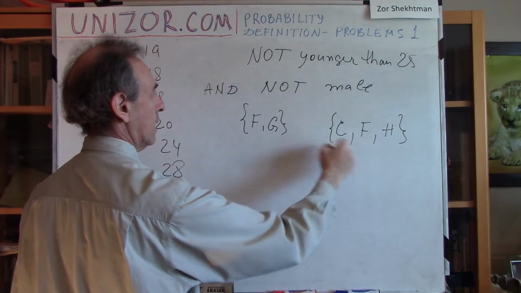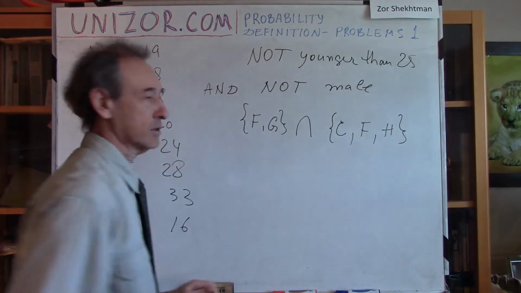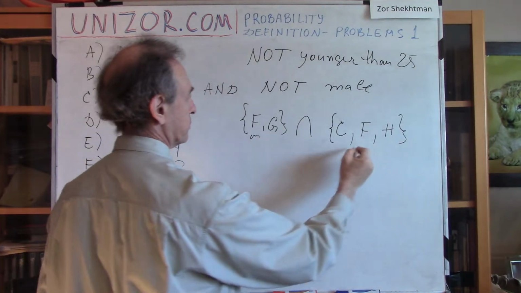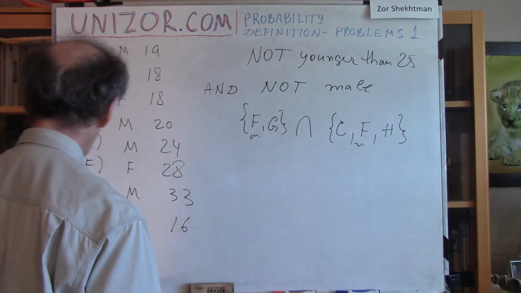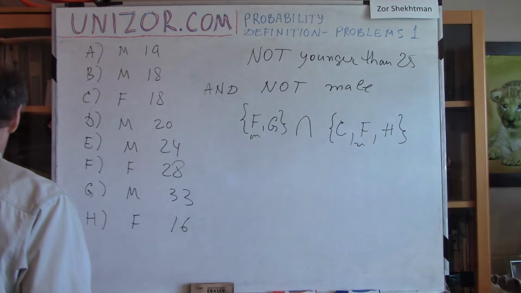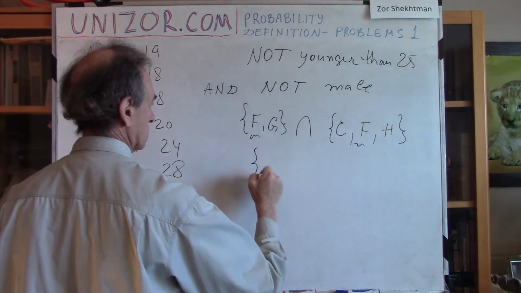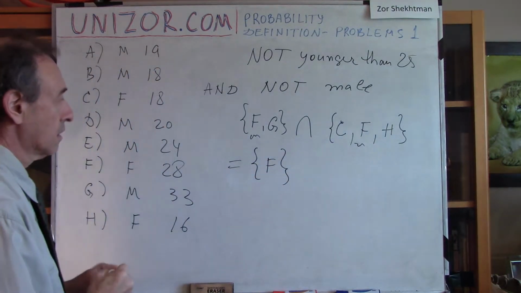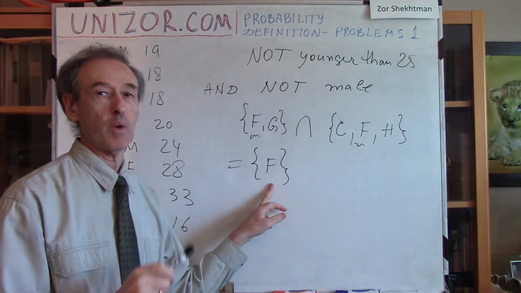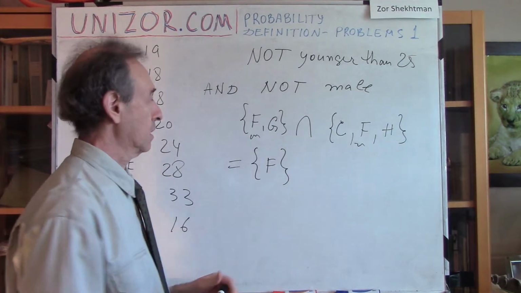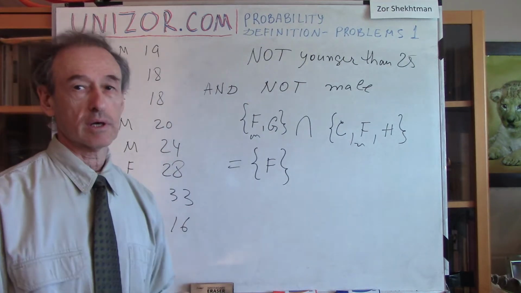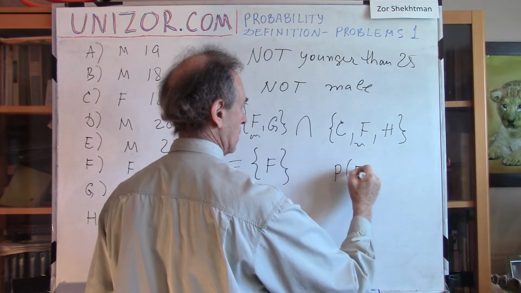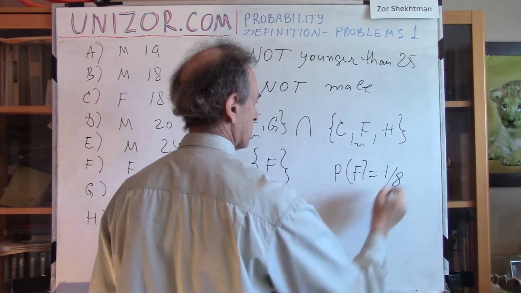These are not male, and I have to do an intersection between these two. So what's the intersection? F is common, right? So I have only one element in common. So that's the only subset which contains only one element of this set, which corresponds to this particular condition. So what's the probability of this? Well, obviously it's equal to 1/8.